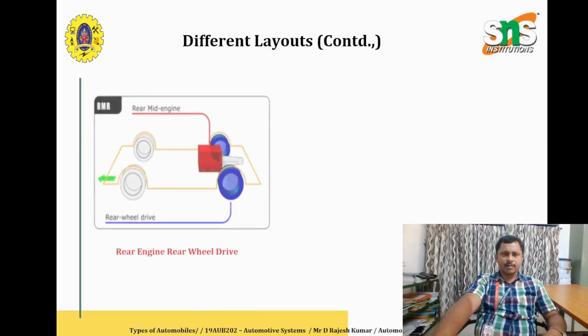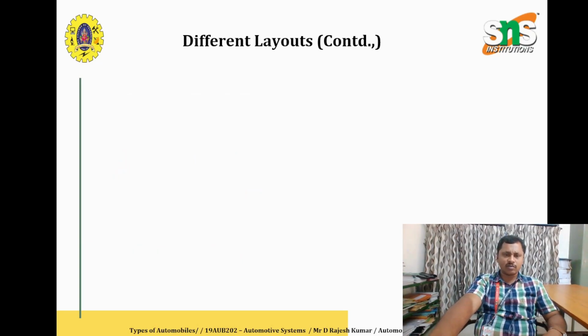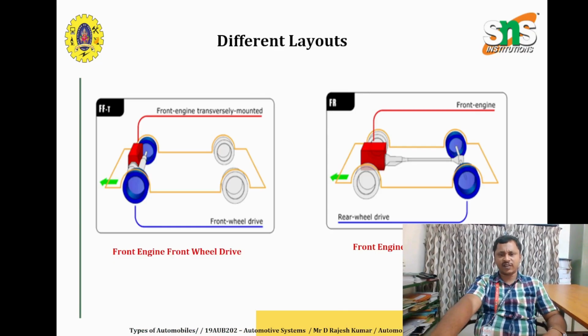The next type is about the rear mounted rear wheel drive. The engine will be at the rear end of the vehicle itself. You can see this kind of vehicle, the Volvo buses and all, comes under this category. Mostly the cars will be using the front engine front wheel drive, and in a few cases, like lorries, you can see the front engine rear wheel drive. The engine will be at the front and the differential unit is coupled with the gearbox, so that the power is transmitted through the propeller shaft. So this is the second type.